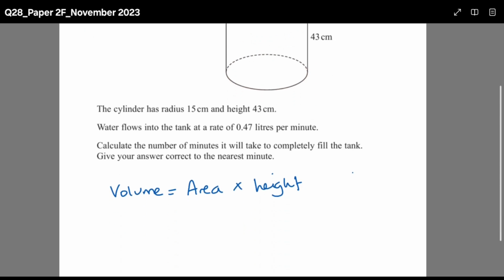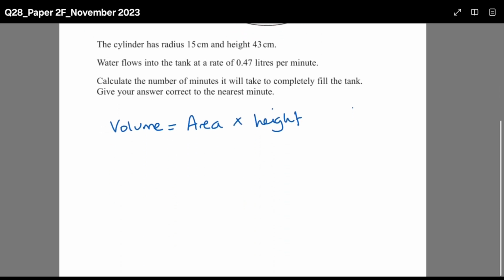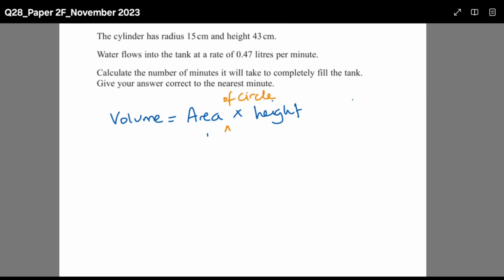Right, so coming back to this formula, the formula for volume is the area of the cross-section. So I am going to change that to area of a circle in this case. So shall we put area of circle, because our cross-section is a circle, times the height of the cylinder. So the formula for area of a circle is pi r squared. And we need to multiply that by the height.